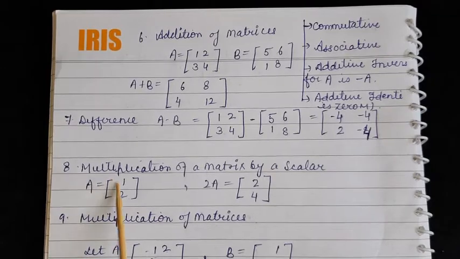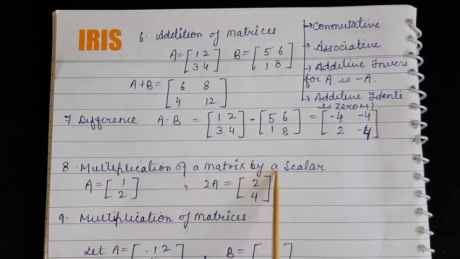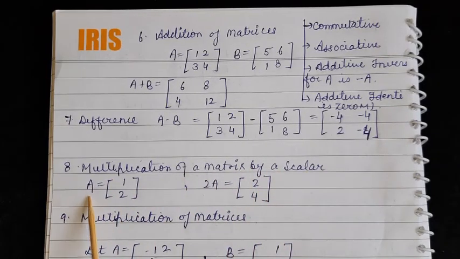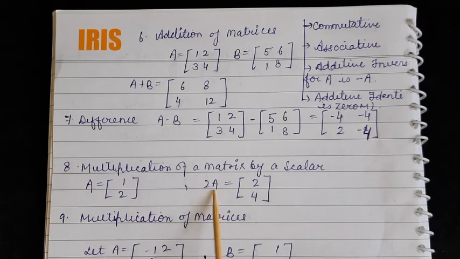Next is multiplication of a matrix by a scalar. Let's see one example. We are taking this matrix A with two elements only. If we multiply A with the scalar 2, it means every element of A will be multiplied with 2. So twice A will be 2, and 2 into 2 is 4.